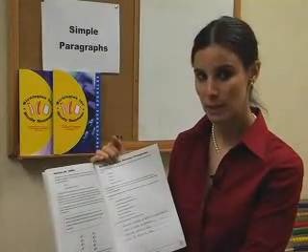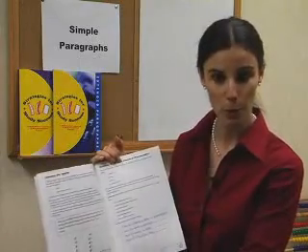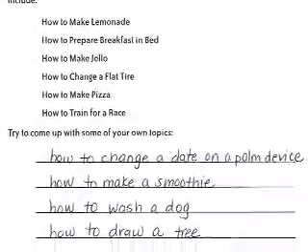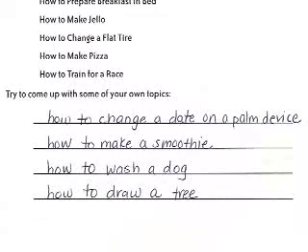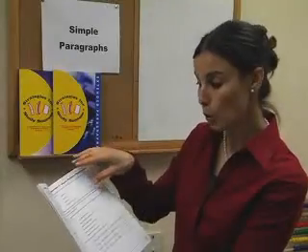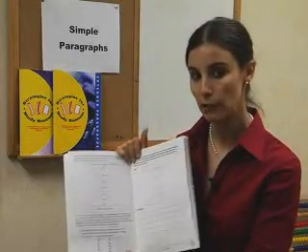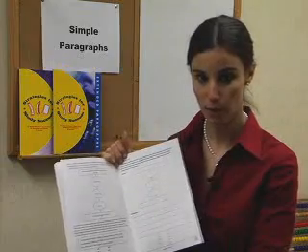Then the student is given some space to come up with his or her own examples of topics that could be used to write a process paragraph. This student came up with how to change a date on a Palm device, how to make a smoothie, how to wash a dog, and how to draw a tree. The student is always shown a model of how to brainstorm, write, and self-check each paragraph type before having to do any on their own.